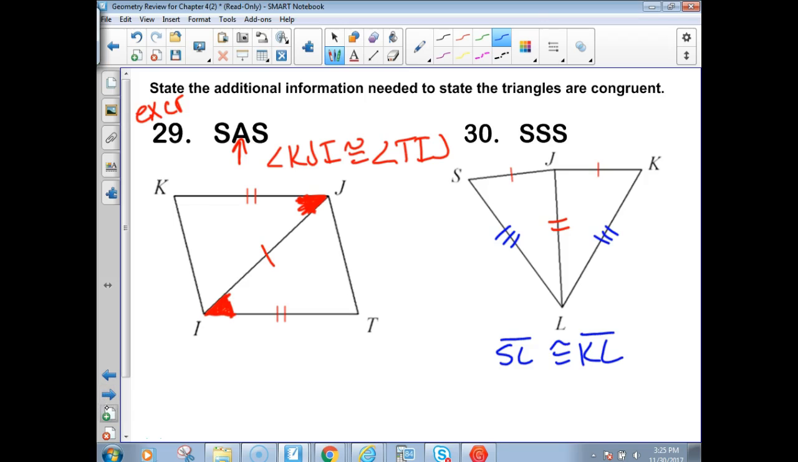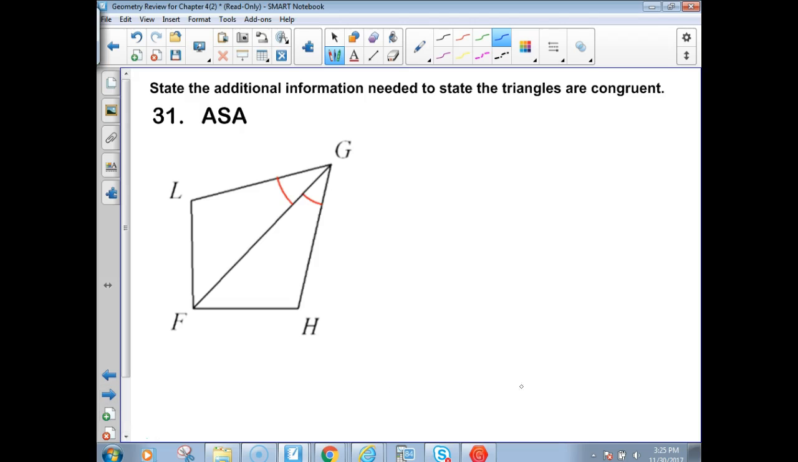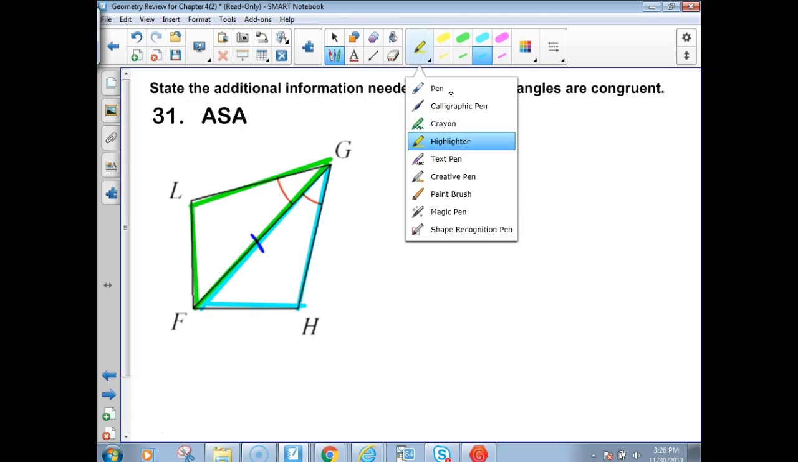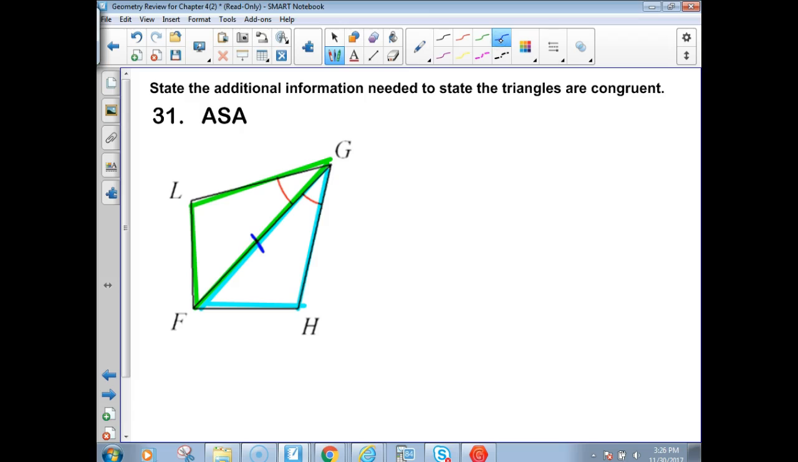You fixed it? Okay. All right, last one. State additional information needed to state the triangles are congruent. Okay, I've got a side in the middle. They want us to do angle, then a side, then an angle. We've got to look at the two triangles separately, guys. So I've got to look at this one versus the other one. I need to figure out where to put that angle. Then it'll be ASA, so I want the side in between.